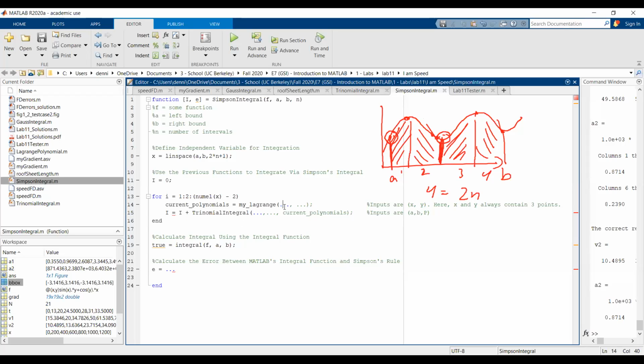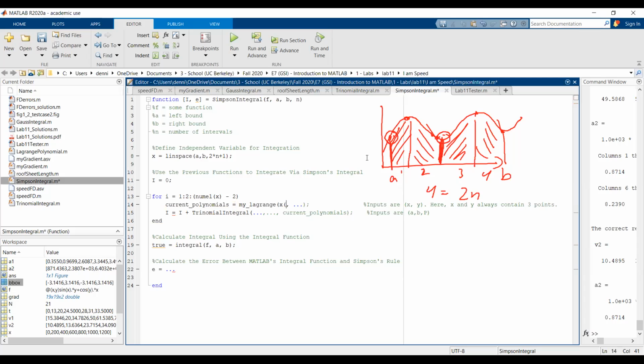We're going to do current polynomials. Remember when I said we're going to take each of these chunks and approximate it as a parabola? My Lagrange is going to give us that parabola, but we need to tell it what to do first. So the inputs I'm writing here are x and y, the x and y coordinates. First of all, we need to tell it what x points to get.